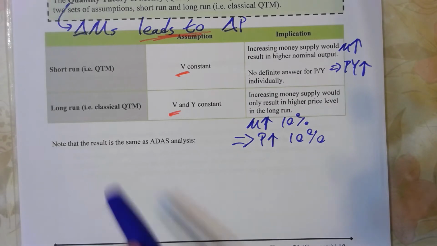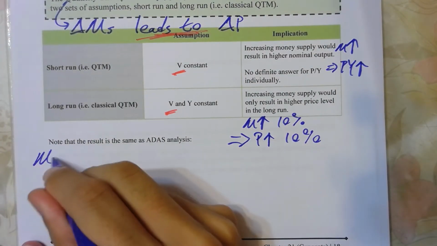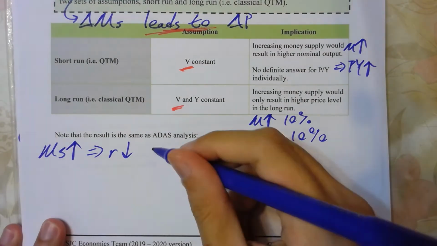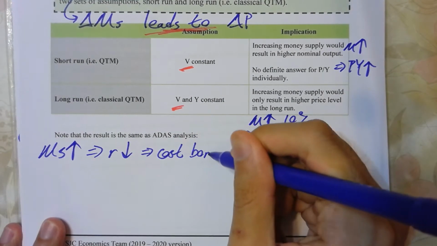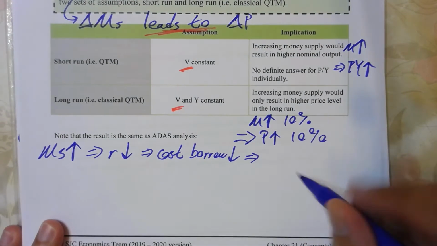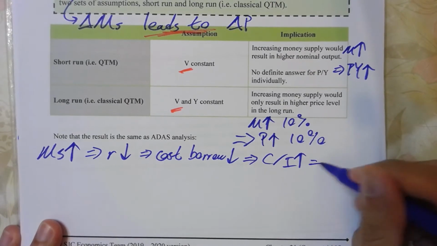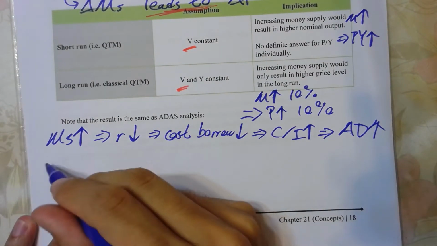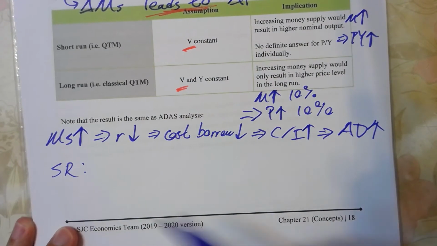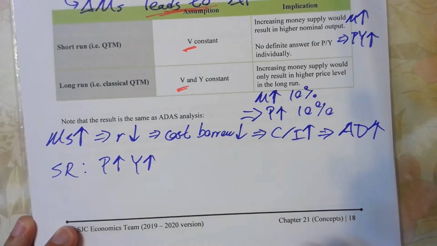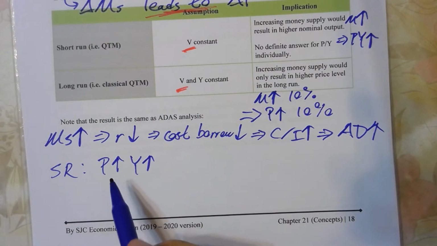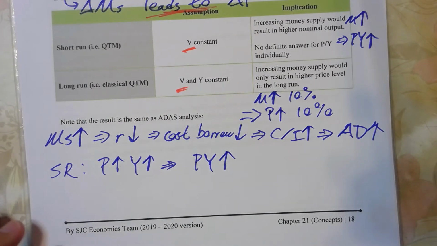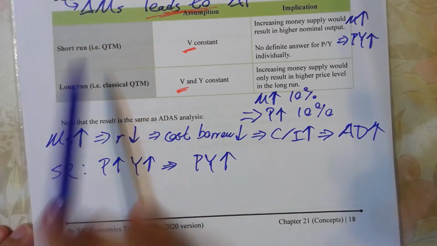Now here, let's look at what happens. Let's say money supply goes up. In your ADAS chapter, you will remember it means interest rate would decrease, meaning the cost of borrowing would decrease, leading to more consumption or investment. Therefore, AD would increase. If you remember in our ADAS chapter, in short run, AD increase would lead to price level increase and output level increase. Although in QTM short run we do not know anything about it, we are certain PY, the so-called nominal output, will increase. So this matches with the short run QTM.